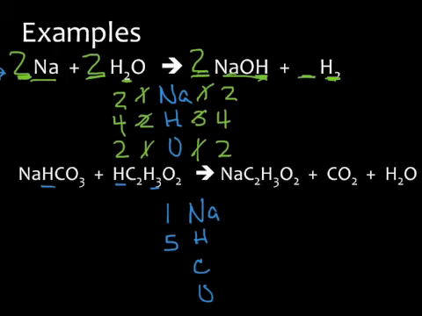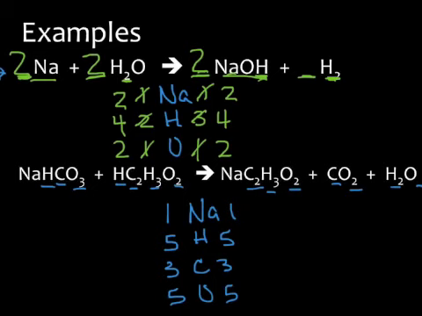Carbon, I have 2 plus this 1 is 3. Oxygen, I have 3 here, plus this 2 is 5. Okay, then on the other side, I've got 1 sodium again. Hydrogen, 3 plus this 2 is 5. Carbon, 2 plus this 1 is 3. Oxygen, 2 plus 2 plus 1. I have 5. So if we look at this one, I've got 1 and 1, 5 and 5, 3 and 3, 5 and 5. This one is already balanced.